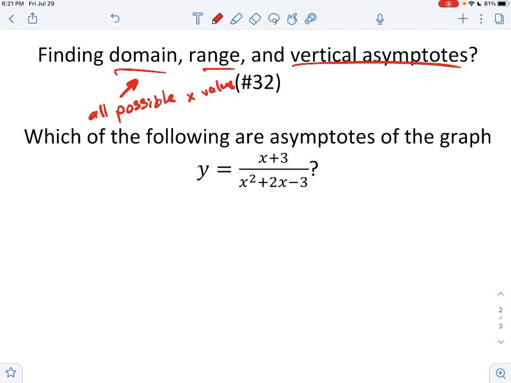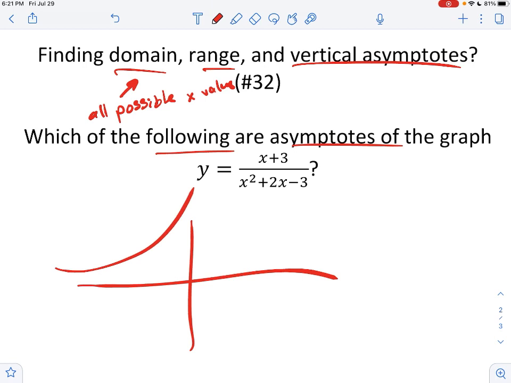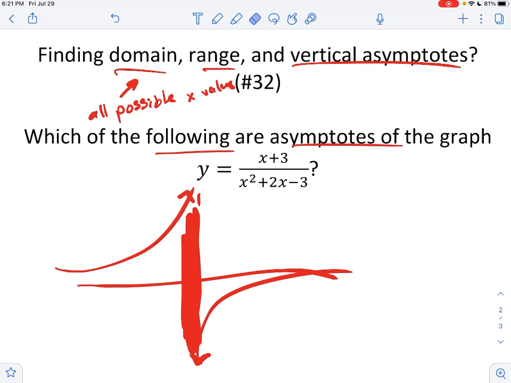Now, one typical way this is asked is through problems like this. What are the asymptotes? Asymptotes are basically the x values where some graphs have this behavior where the graph goes up to infinity and down to negative infinity at this line right here. That line could be anywhere. It doesn't have to be right at the y-axis.